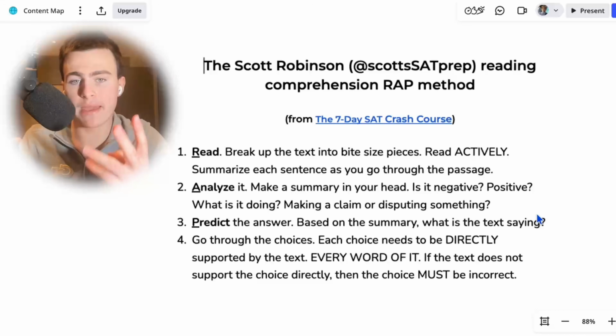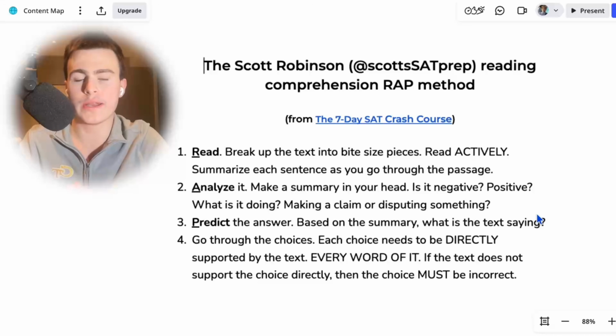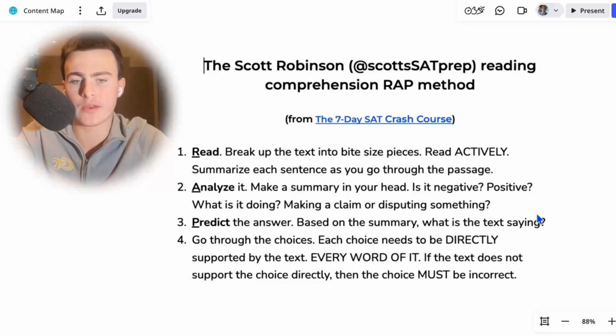Two, make a summary of it in your head. What is the text doing? Is it negative? Is it positive? Is it making a claim? Is it disputing something? Is it a study? What is it? What's the goal of it? What's the purpose of this text? What is it doing overall? So analyze it, make a summary. Okay, this text is doing this. This text is analyzing turtles and saying that the turtles are basically dying in 7 weeks or something.